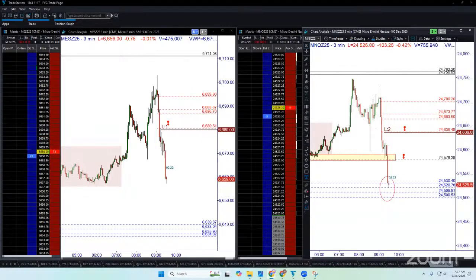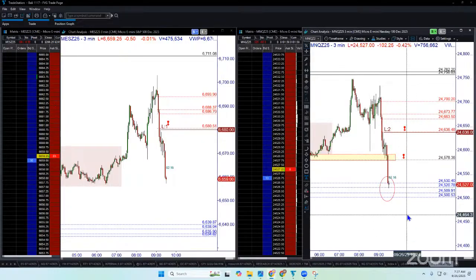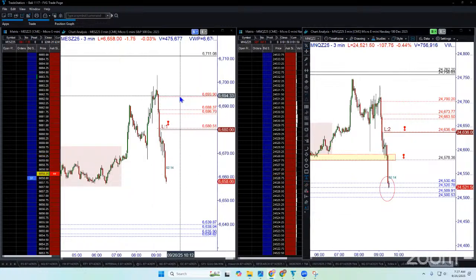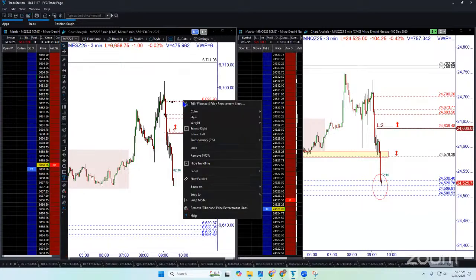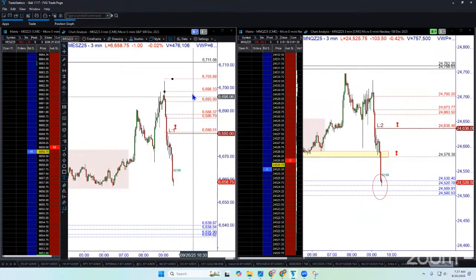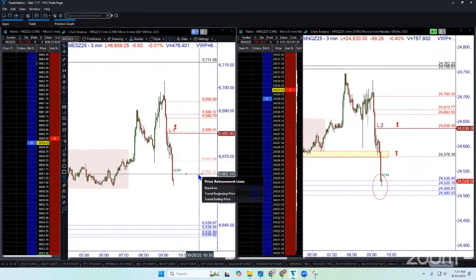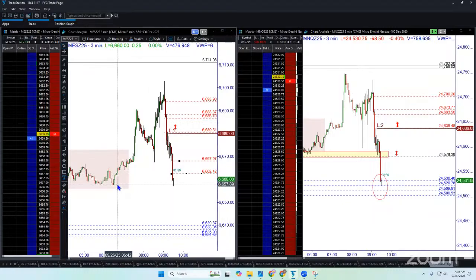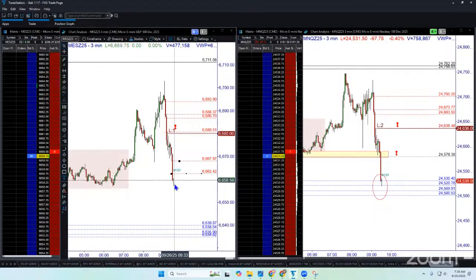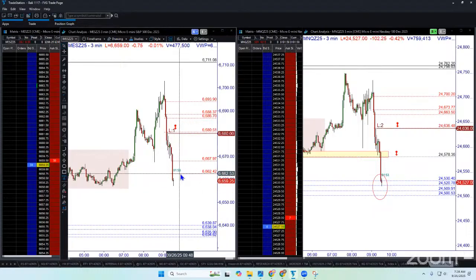Order cancelled. Order filled too. That was a nice trade on the S&P. All right. 78% of the time, price will bounce off of support or resistance. Okay, so that bounce, we still got about 2 minutes left in that candle.